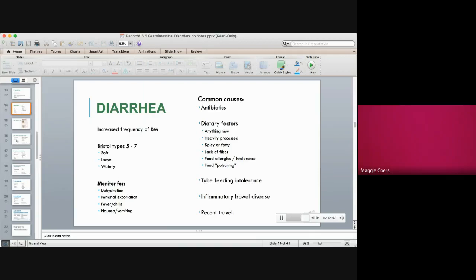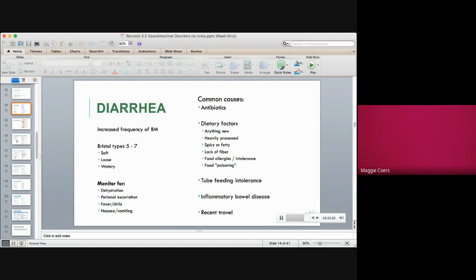Other causes of diarrhea could be antibiotics. Any new or altered dietary intake, heavily processed foods can also cause diarrhea. Okay, things that are spicy, fatty, or just the older adult having a lack of fiber. Fiber binds the stool together, so that's why fiber in our diet is very important.